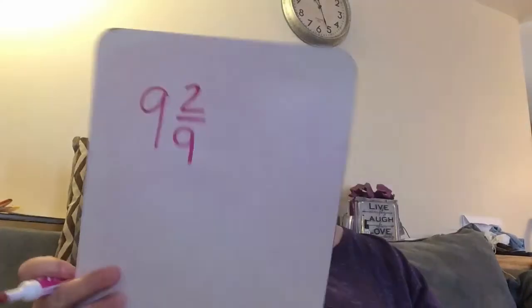Okay. In the next problem, we had to remember what a mixed number is. Remember, a mixed number is a combination between a whole number and a fraction. So 9 and 2/9 as a mixed number is 9 as a whole number, as your big number, and then 2/9 as your fraction.